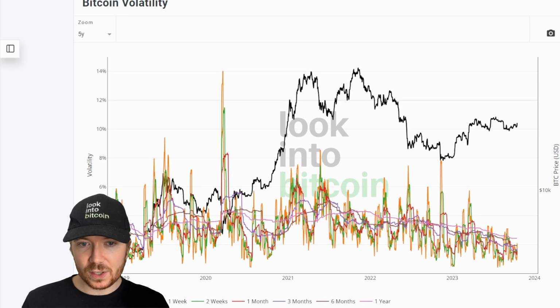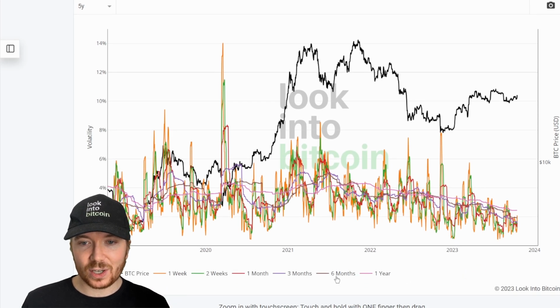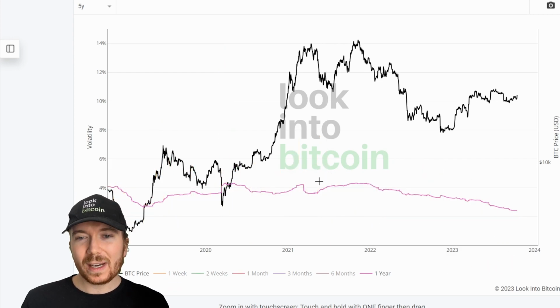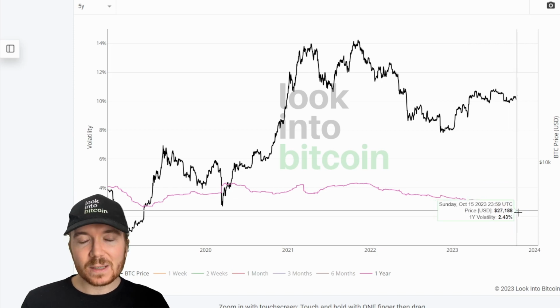So here again, one of the newer charts we have is the Bitcoin volatility chart. And if I just remove all but the longer one, the 1-year volatility, we can see this has been on a pretty general downtrend for a long time now, which is to be expected in a Bitcoin bear cycle, and especially the transitionary period between bear cycle and bull cycle.